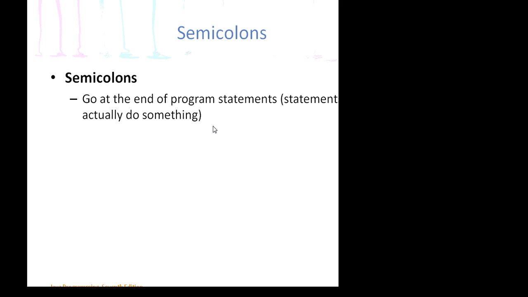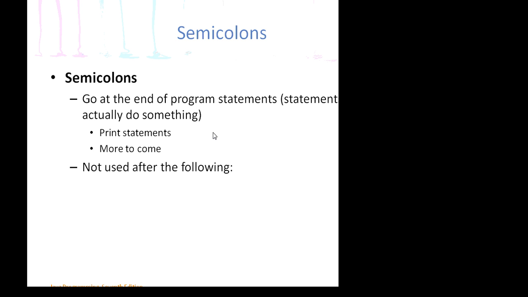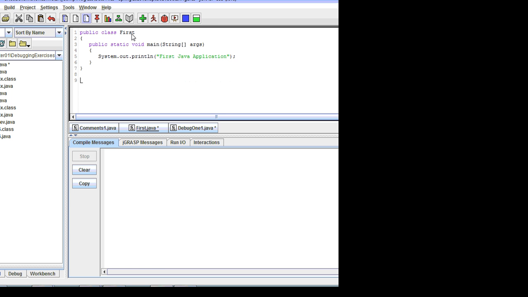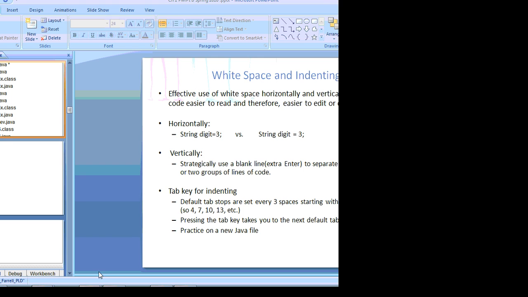So this goes at the end of a program statement. Print statements are all we have right now, and there's going to be more to come. They're not used after a class header or a main method header because those aren't doing anything specific, but there'll be more like this later on. So if we look at JGrasp, we'll see that after this class header, there's no semicolon. After the main method, there's no semicolon. After the print statement, there is a semicolon. So that's how that works.